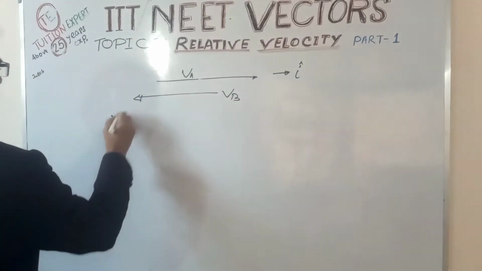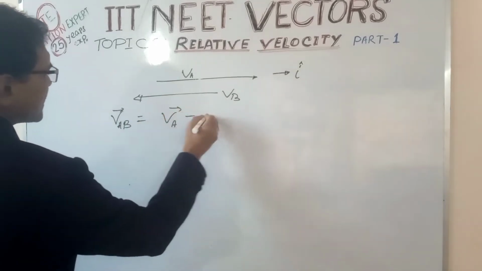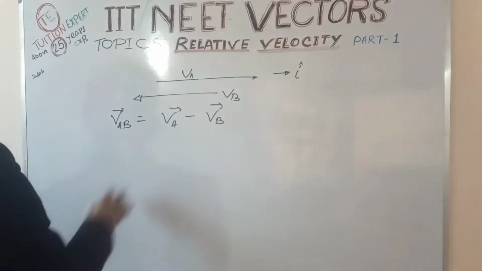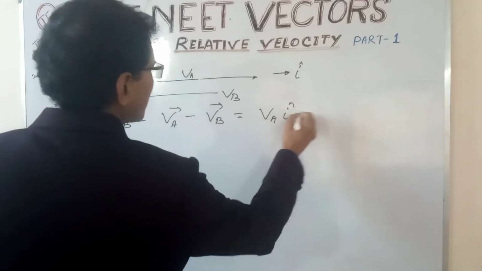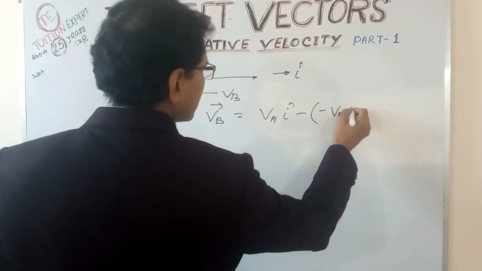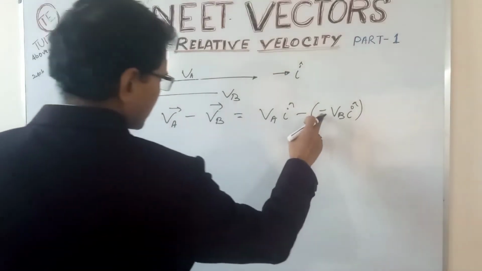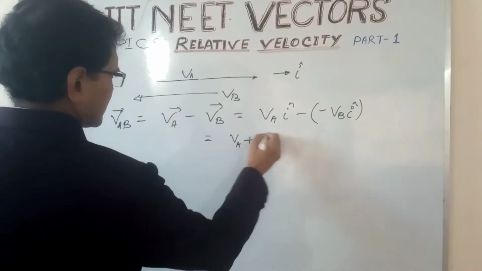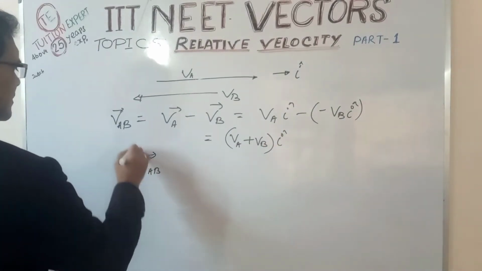Car A moves with velocity VA in this direction and car B moves with velocity VB in this direction. So now what about VAB? VAB is VA minus VB. This is the actual definition. We always write in this form: VA minus VB. Now put here vector VA i minus VB vector, which will be minus VB i because VB moves in the opposite direction of the x-axis. So here the vector will be minus i. Magnitude of this.